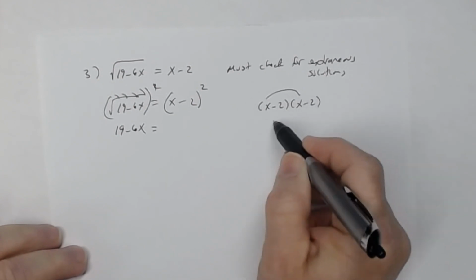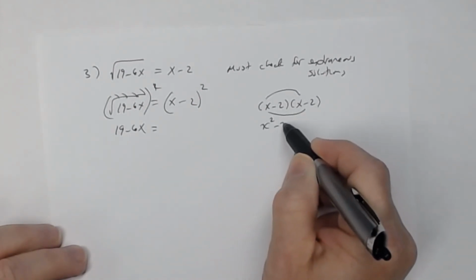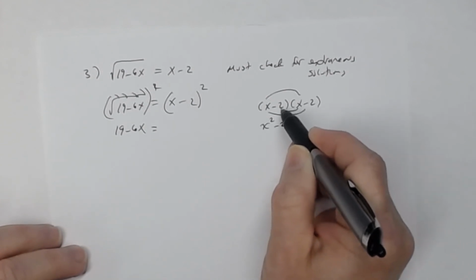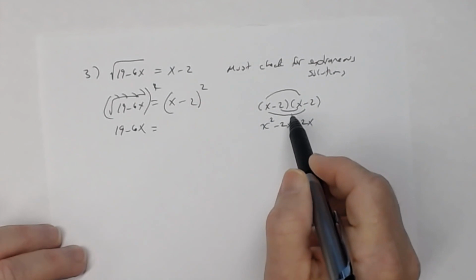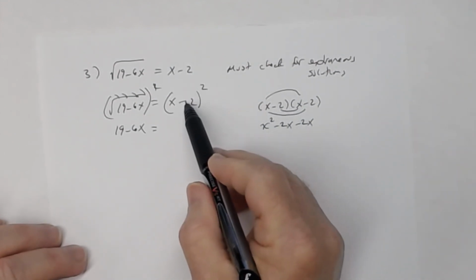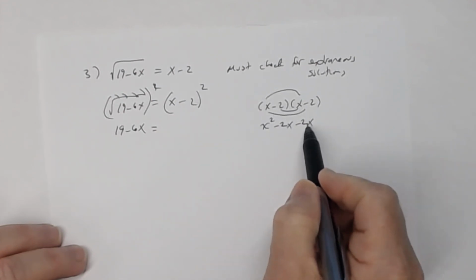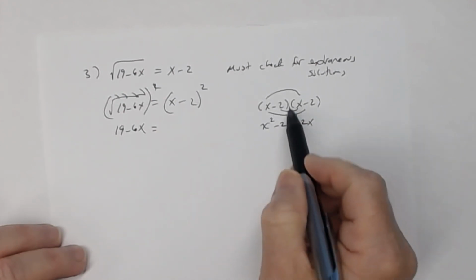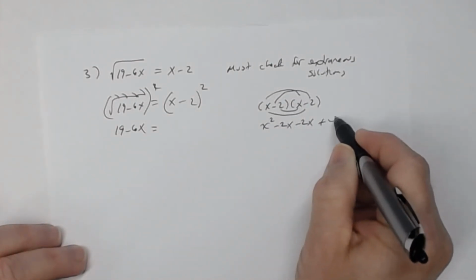So x times x is x squared. The outer, x times a negative 2, is a negative 2x. The inner, negative 2 times x, is also a negative 2x. And just a reminder, whenever you square a binomial, the outer and the inner should be exactly the same. And then the last, a negative 2 times a negative 2 is a positive 4.